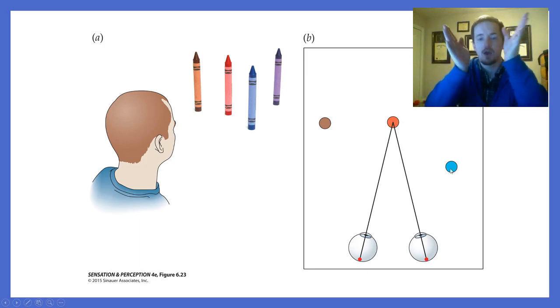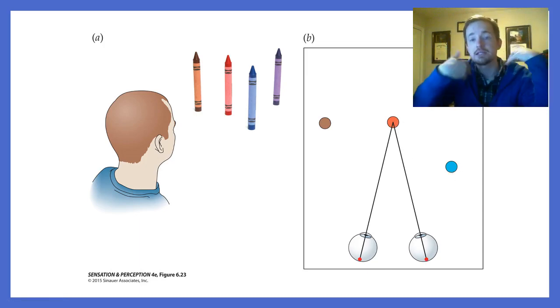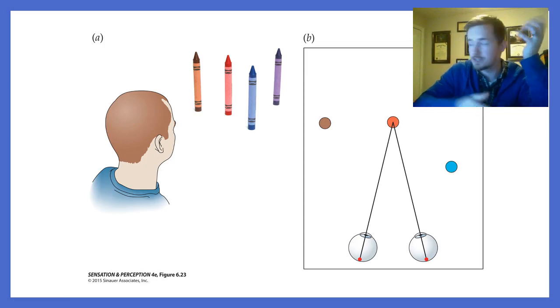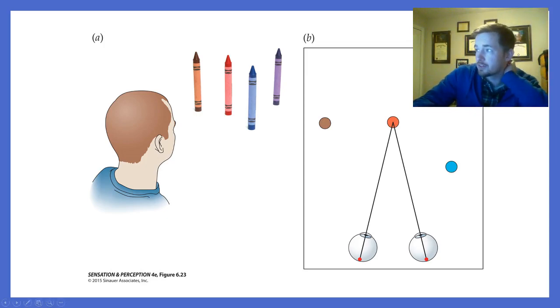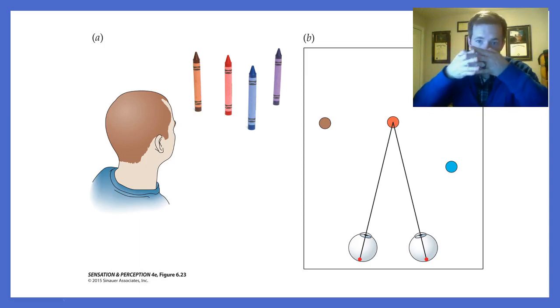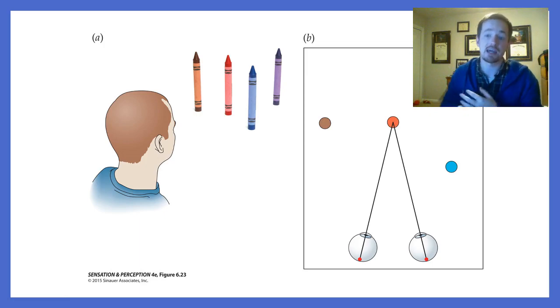And depending on how inward they are turned, that can tell us about how close that object is. So if we're focusing over here at the purple crayon, our eyes are not going to be turned in all that much towards one another. They're going to be almost parallel to one another to see that distant purple crayon. Okay, so that's convergence and divergence.